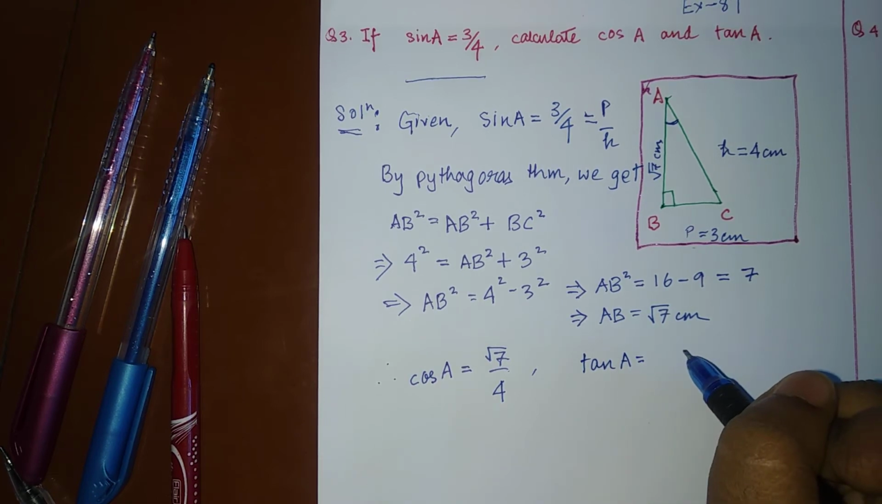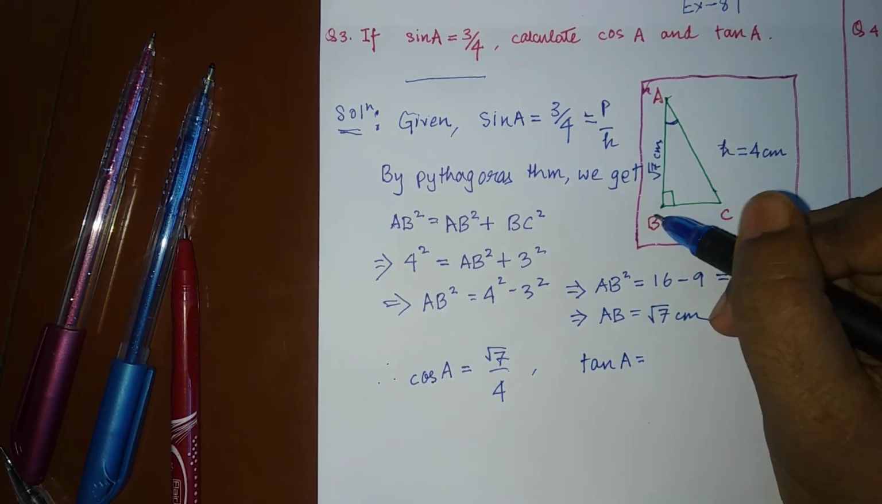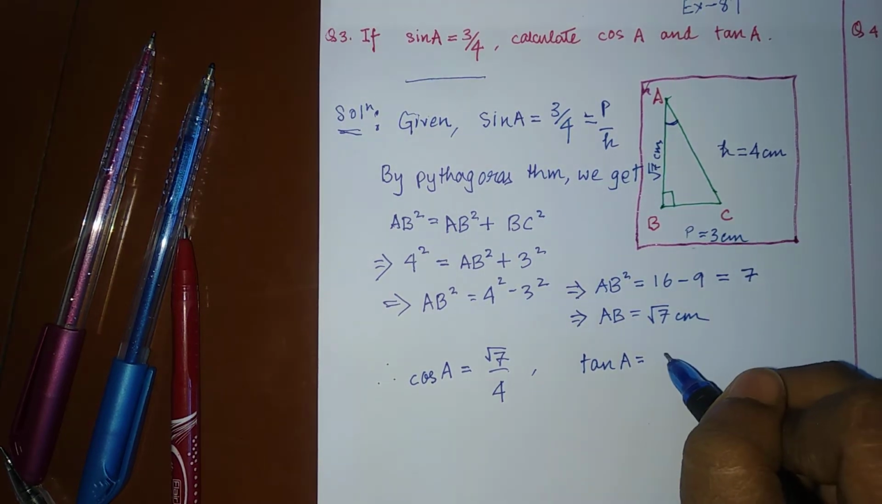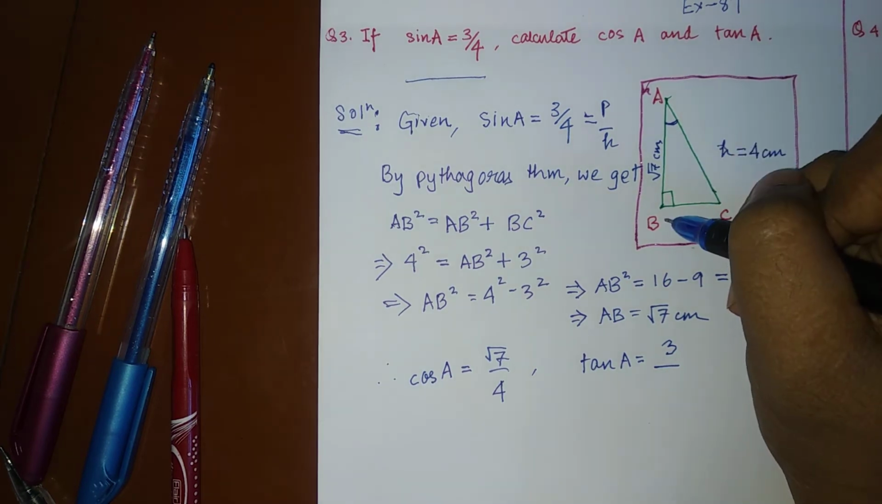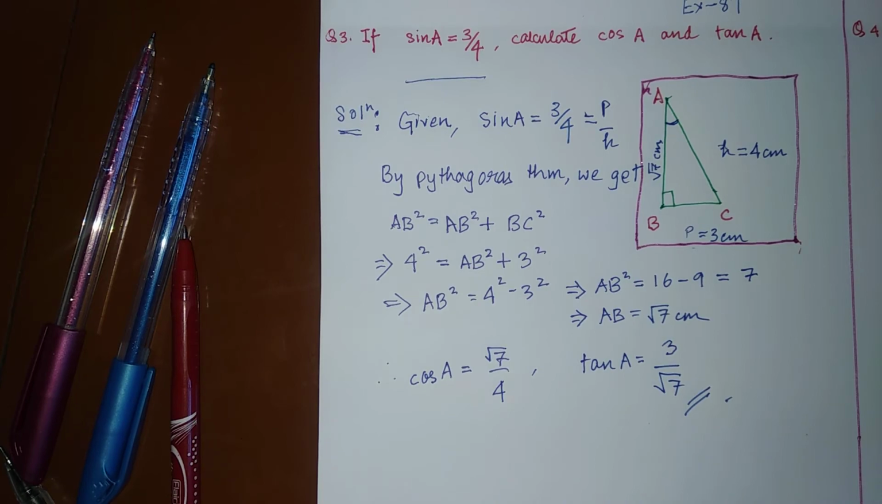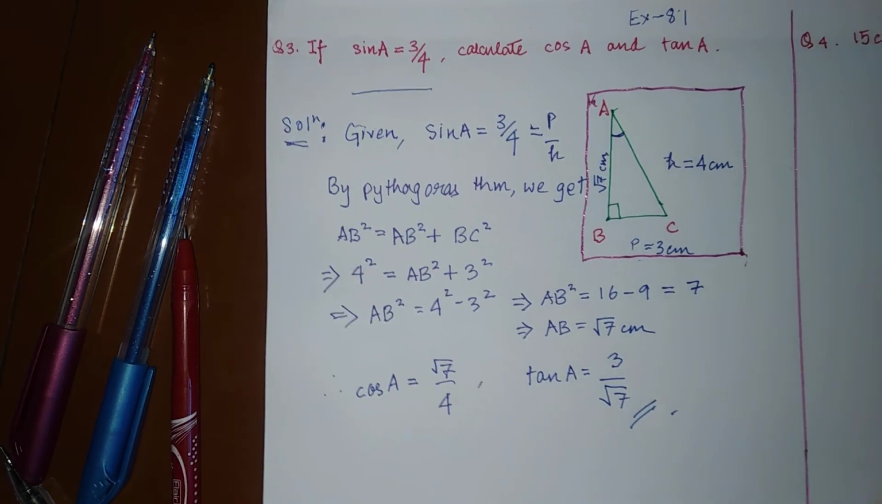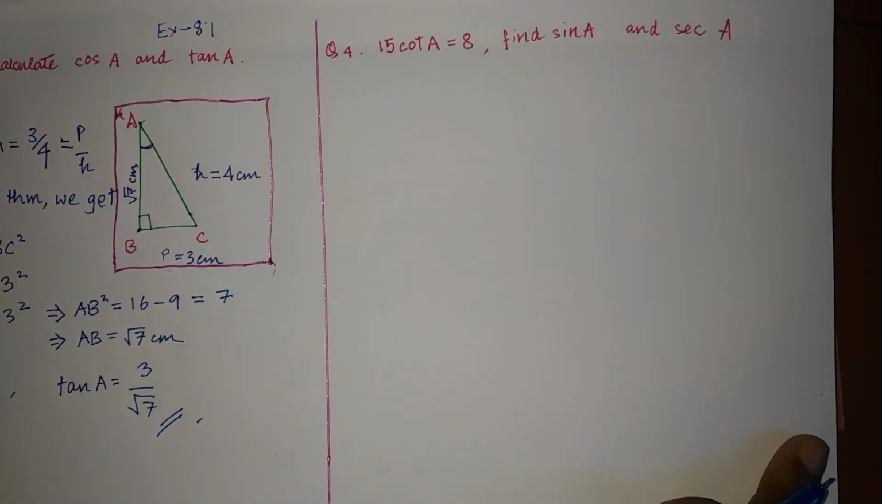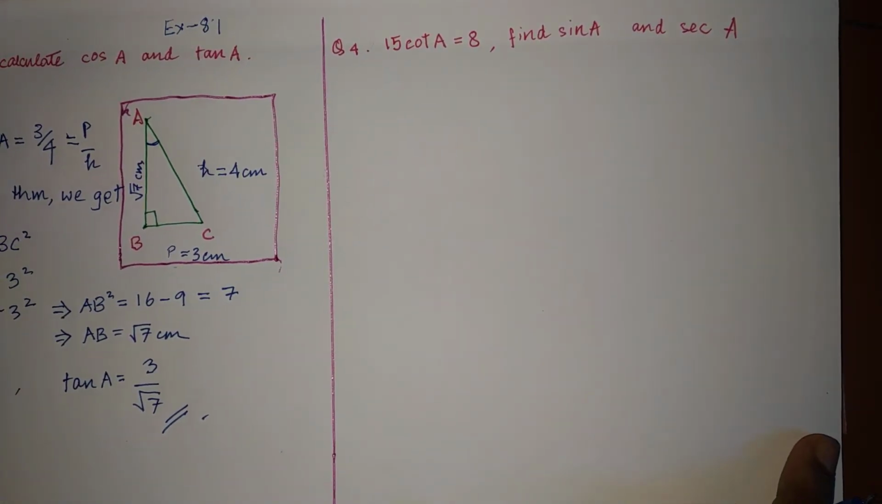Now similarly we can find tan A. What is the value of tan theta? It's perpendicular by base. In this case the perpendicular is BC, which is 3 centimeter, and the base is AB, which is root 7 centimeter. So we have solved the question number 3 of exercise 8.1. Let's go to exercise 8.1, question number 4.